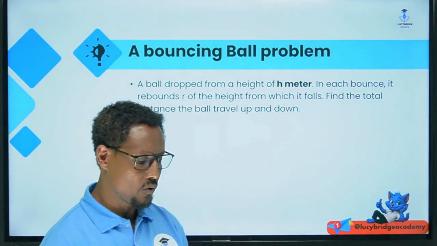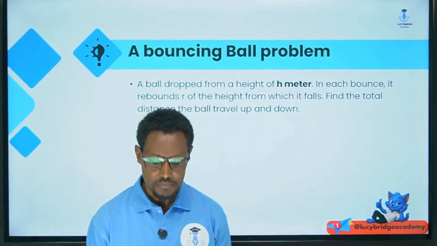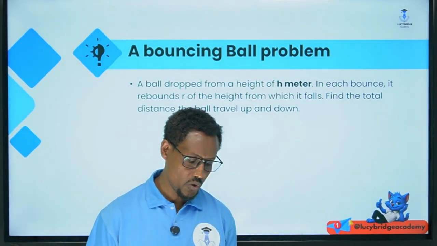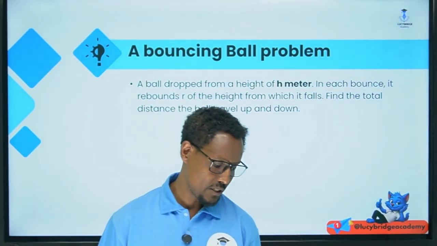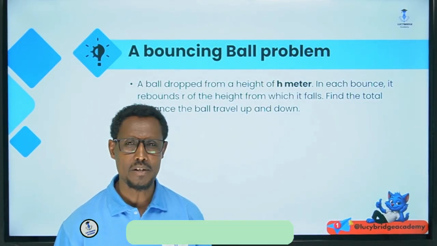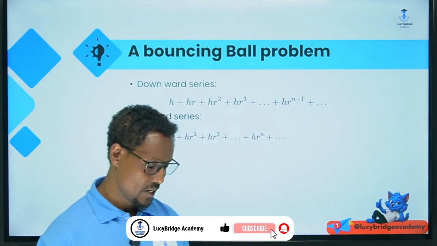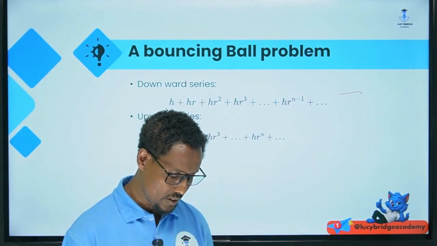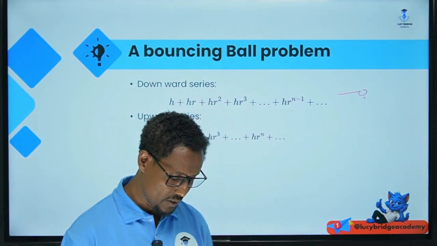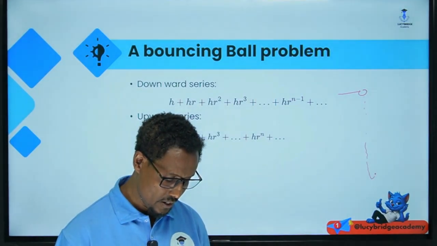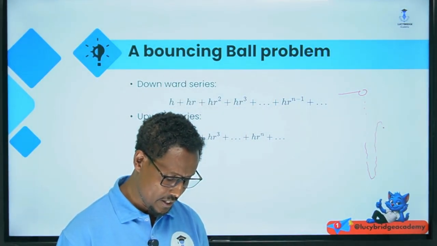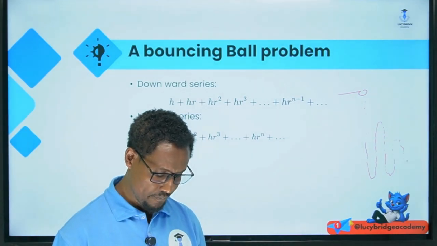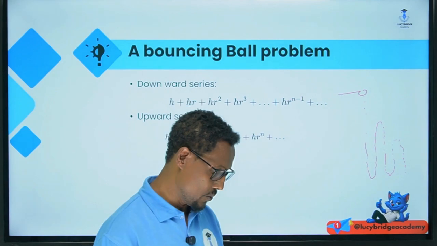A ball dropped from a height of 8 meters. In each bounce it rebounds r of the height from which it falls. Find the total distance the ball travels up and down, okay, up and down. Look, let me show you using a diagram. Assume this is our ball which is dropped from a certain height h, okay, and it comes back again. Look, the maximum height reduces, okay.